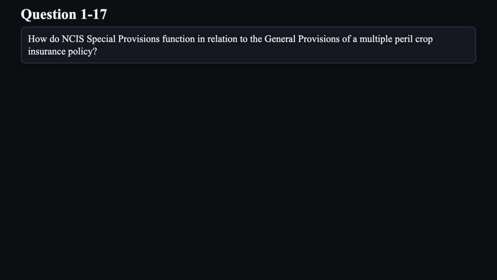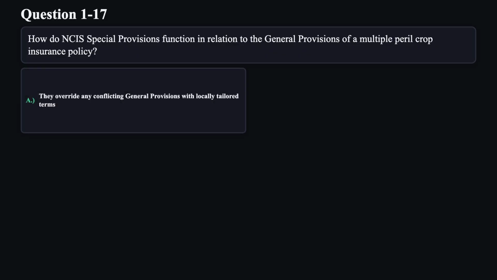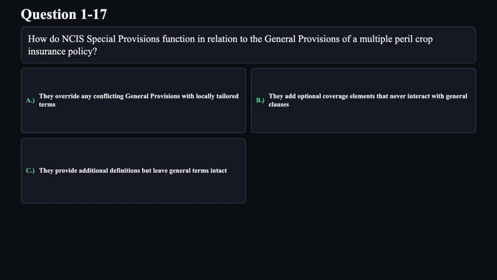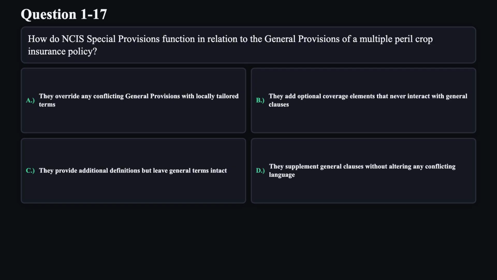Question 17. How do NCIS special provisions function in relation to the general provisions of a multiple peril crop insurance policy? A. They override any conflicting general provisions with locally tailored terms. B. They add optional coverage elements that never interact with general clauses. C. They provide additional definitions but leave general terms intact. D. They supplement general clauses without altering any conflicting language.